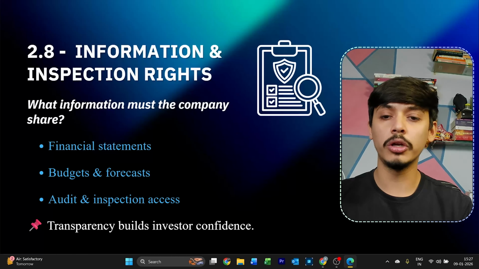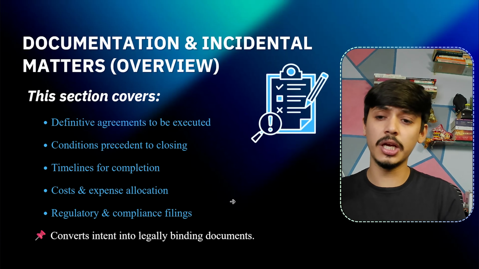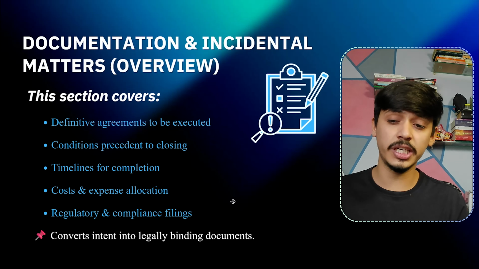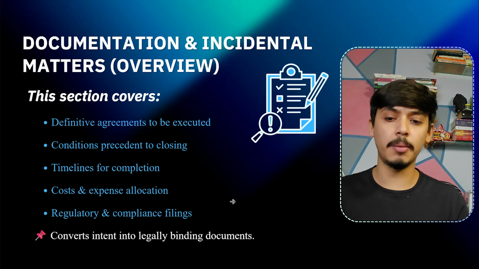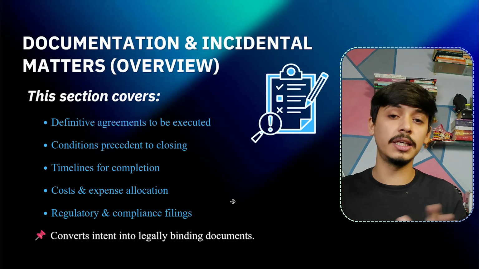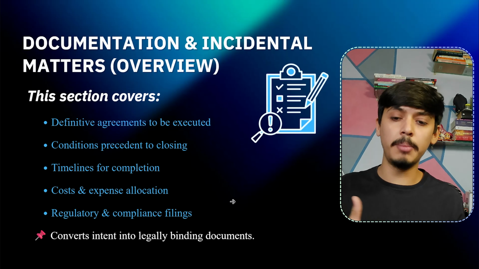Now we are moving on to section number 3, which is documentation and incidental matters. So this section covers definitive agreements to be executed, conditions precedent to closing, the timeline for completion, cost and expense allocation, and regulatory and compliance filings. Now these are mostly, as mentioned, documentation and incidental matters that are not very related to the transaction overall. So it converts the intent into legally binding documents.